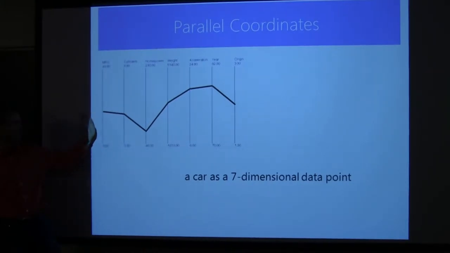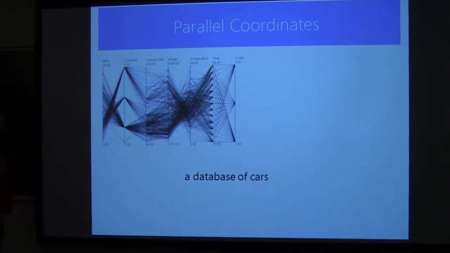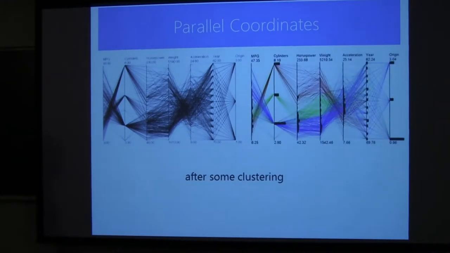One car is good, but now think about you have many cars, right? All of a sudden, it's hard to see even an individual car. Of course, you can highlight it. You can go somewhere and highlight and make it red. But it's hard to see anything in clusters of things going. You can't really figure out what is really going on. So you can do one thing.